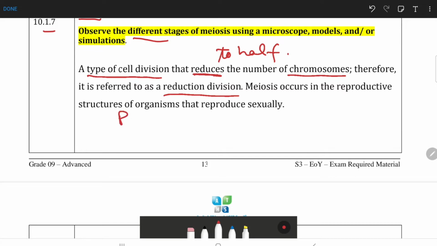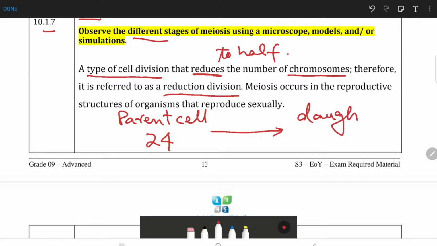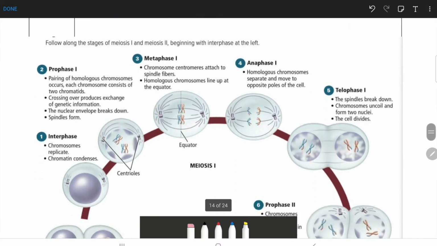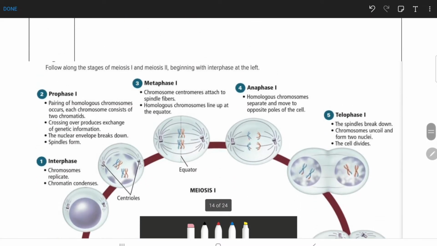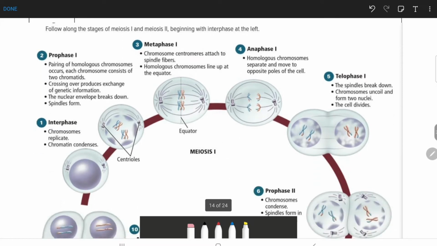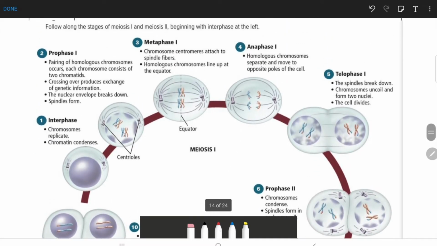So normally, if the parent cell has 24 chromosomes and it goes through meiosis, the daughter cell will have 12 chromosomes. So it has 24 chromosomes, but this one has 12 chromosomes. Further, we need to identify the stages of each. So we will start from meiosis 1. Before meiosis 1, we will have interphase 1.